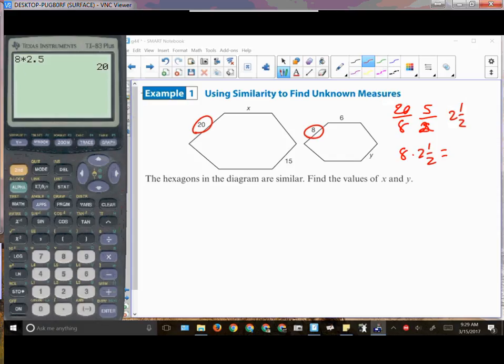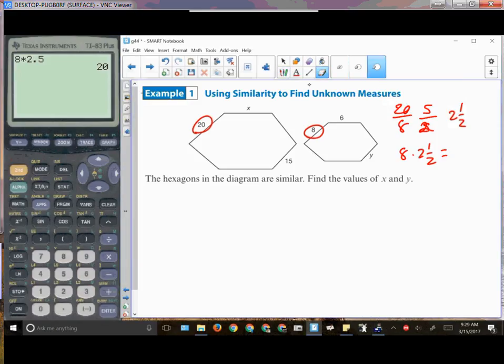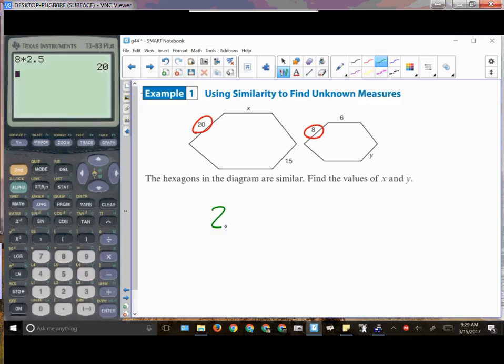Now, what happens if it isn't that nice and easy to solve? I mean, 8 to 20, it was fairly simple, right? What would happen if I tried to set it up like this? I had my 20, and I have my 8. You've seen me do this before. And say I want to solve for x. Well, because the 8 and 6 go together, I put the 6 over here. The 20 and the x go together, so I put the x over here.